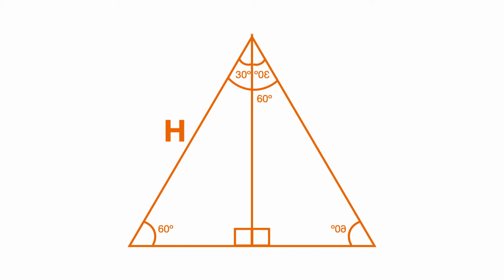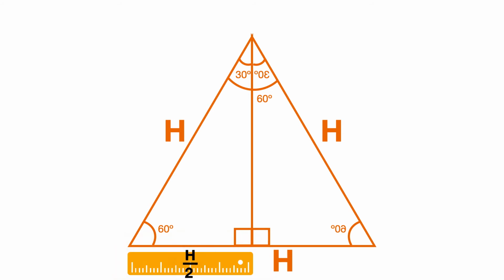what's it called? Equilateral triangle, right? Because if all 3 angles are 60 degrees, then, well, it's going to always be an equilateral triangle. And if it's an equilateral triangle, all 3 sides are going to have the same measure, okay? So, h. Now, that means that for our original triangle, this length here is going to be h over 2, or h divided by 2, because it's halfway across, right?